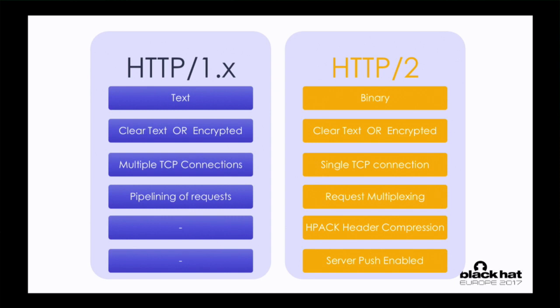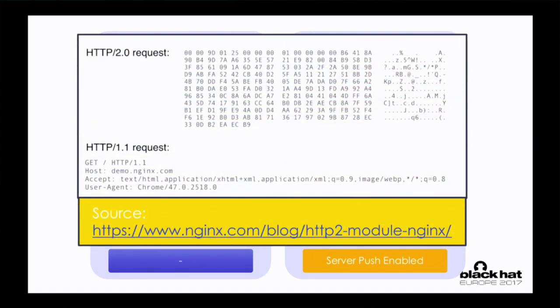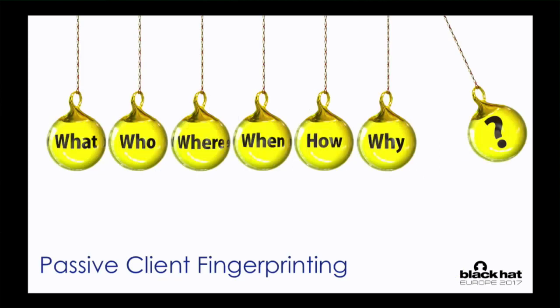And last but not least, we have two new mechanisms that were introduced to the protocol: the HPACK header compression and the server push concept. And that's a neat image I saw in the Nginx documentation, where you have the first request in HTTP 1 and the binary representation of an HTTP 2 request.